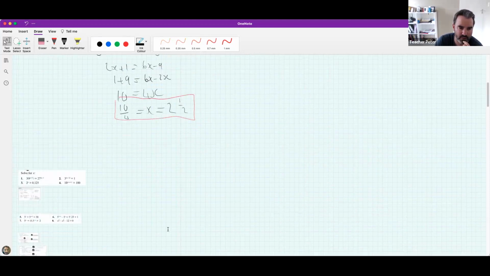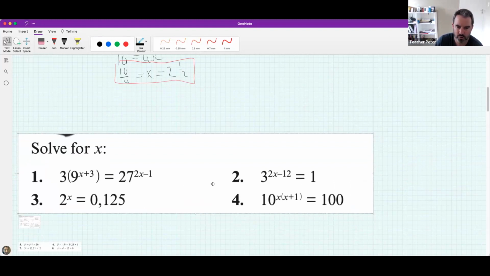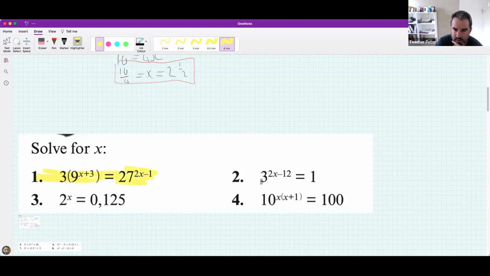Let's have a look at this collection. So I want you to try and do number 1. Make it nice and big. And I also want you to try and do number 2. Actually, let's do 1 and 2, and then we'll go from there.